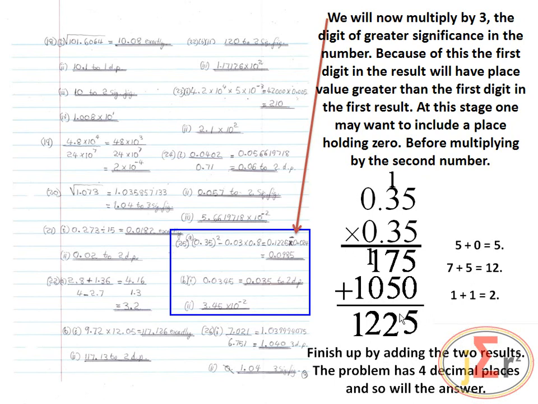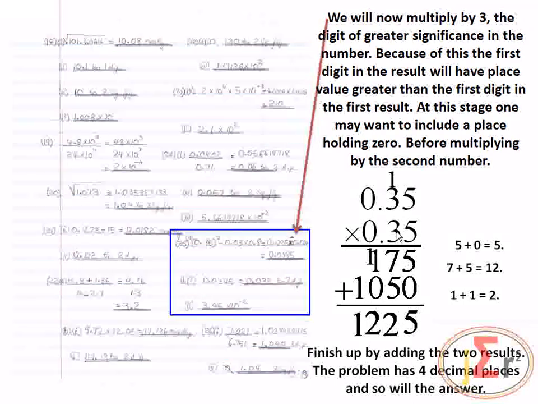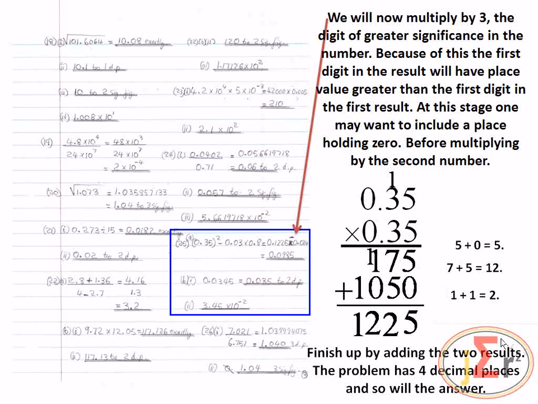Now we have 1, 2, 3, 4 places of decimal, and the answer will also have 1, 2, 3, 4 places of decimal. And I have included this 0, saying that there is no whole number part to this number.